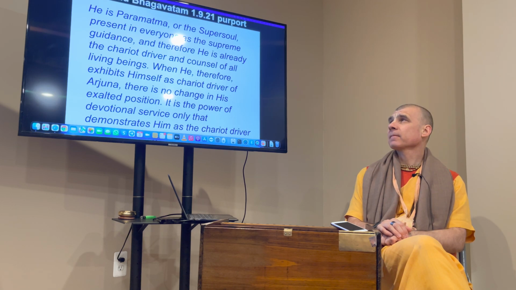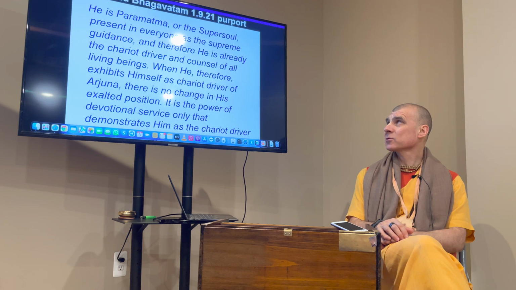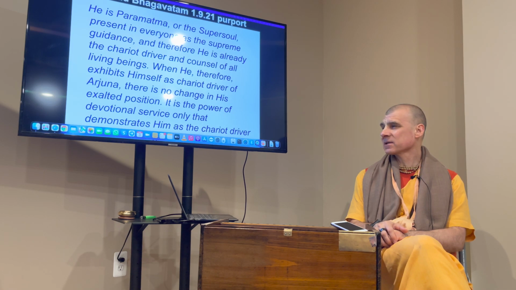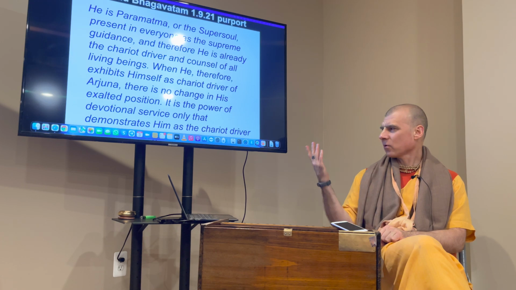And Srila Prabhupada explains a very interesting point in the purport to Srimad Bhagavatam 1.9.21. So he says, He, Krishna, is Paramatma, or the Super Soul, present in everyone as the supreme guidance, and therefore he is already the chariot driver and counsel of all living beings. When he therefore exhibits himself as chariot driver of Arjuna, there is no change in his exalted position. It's the power of devotional service only that demonstrates him as the chariot driver or the messenger.